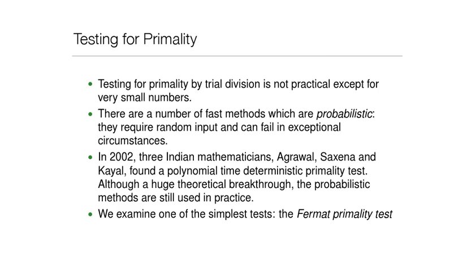So among the methods we have for testing primality, there are fast methods, but they are probabilistic. Sometimes we can find whether the number is prime or not. Sometimes there is a failure and we cannot get the exact answer. That's why we call them probabilistic. In 2002, three Indian mathematicians, Agrawal, Saxena, and Kayal, found a polynomial time deterministic primality test.